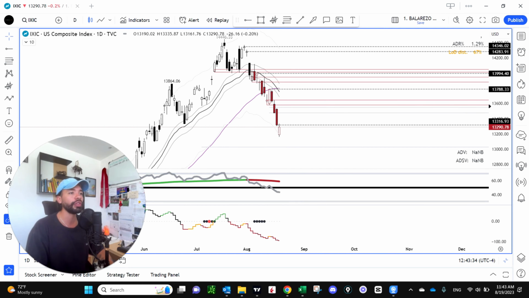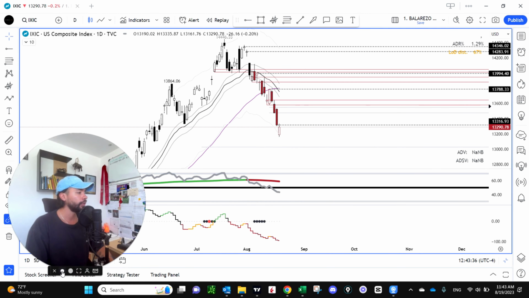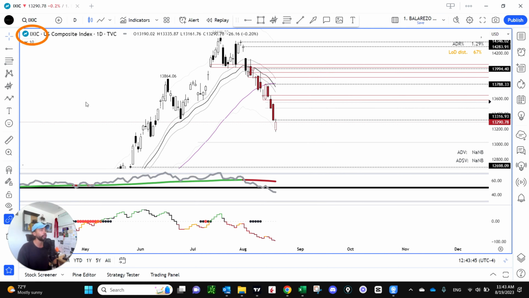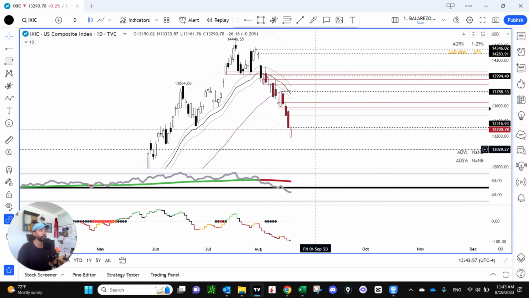So let's start here with the Nasdaq Composite. Let me make myself a little bit smaller here. And the Nasdaq Composite, for anyone who doesn't know, the ticker symbol for the Nasdaq Composite in TradingView is IXIC. And you can see right here that we have the Nasdaq Composite. Now, I think it's really important to address what is happening right here in the short term.